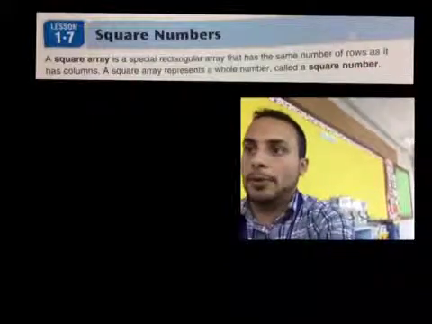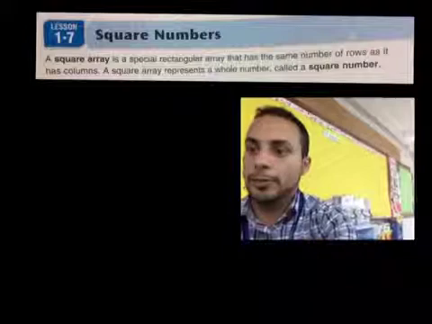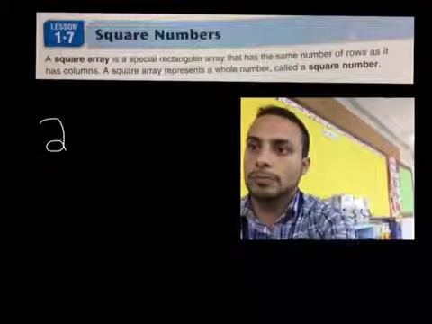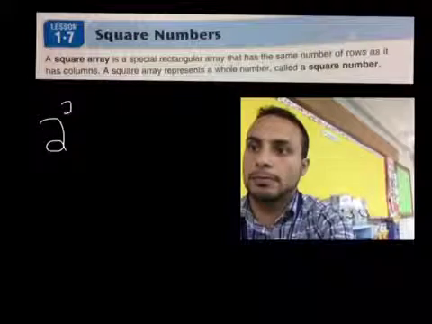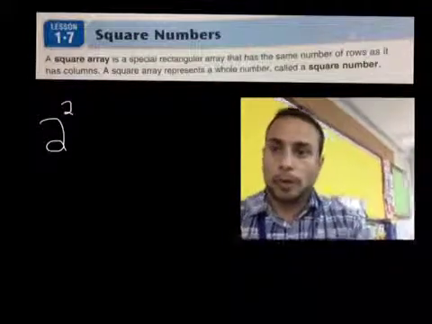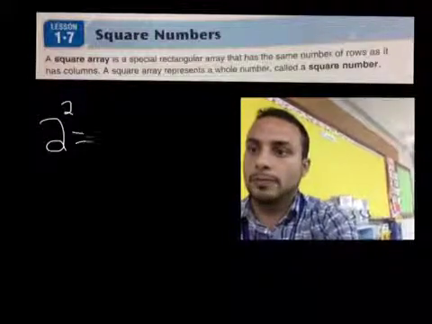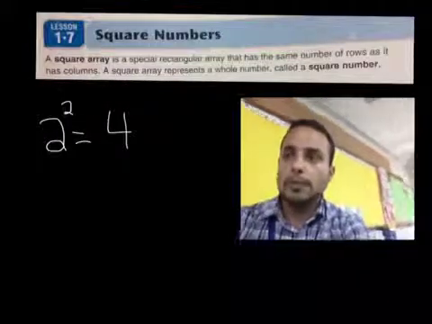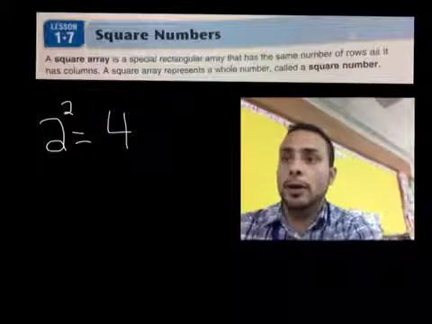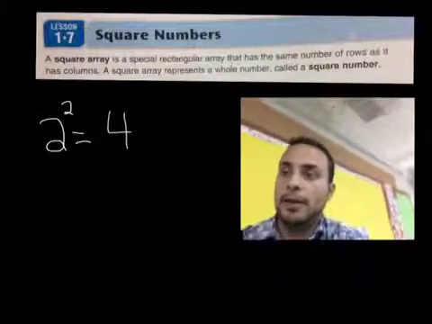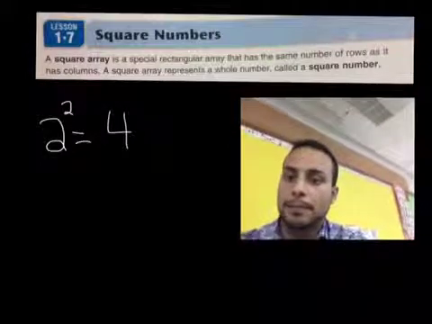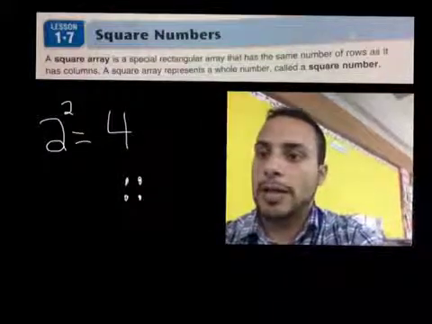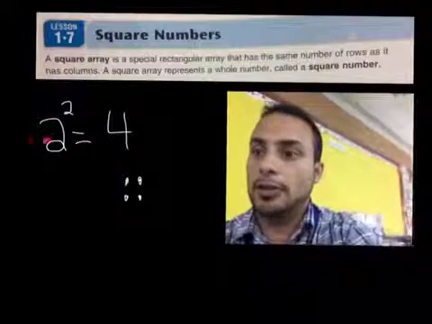A square number could be any number, for example, where we have 2 squared. So 2 squared equals 4. And if I wanted to show the number 4 in a square array, it would look just like this, boys and girls. We have the array right here, 2 squared.